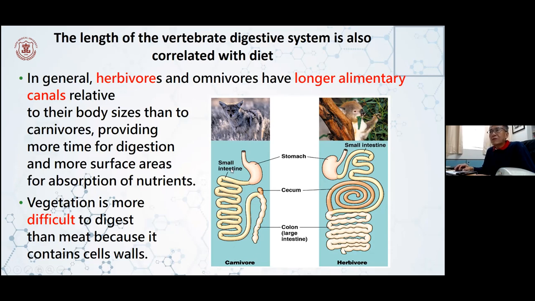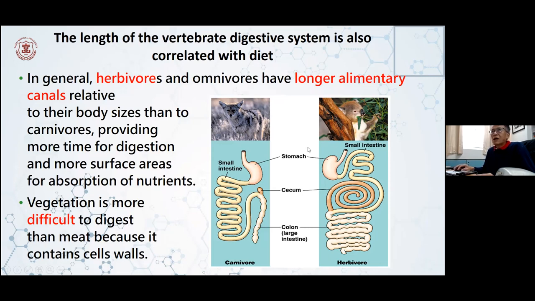So you can see the two animals here are carnivores. Carnivores eat meat. And this is a herbivore, the koala, for which plant is the food. You can see the koala has a longer digestive tract. So the herbivore has a longer alimentary canal, because vegetation is more difficult to digest than meat, because it contains cell walls.